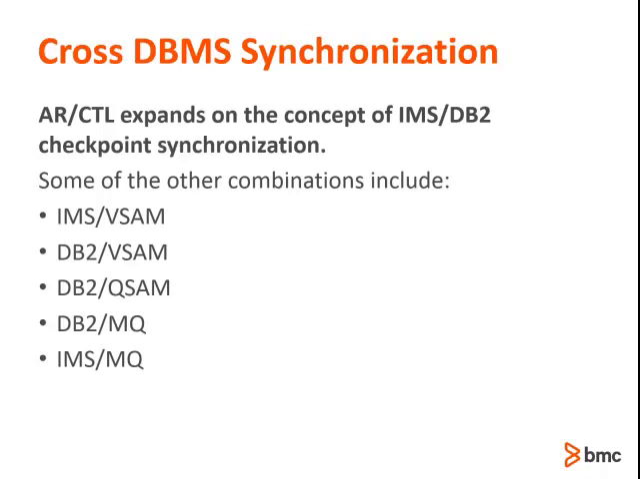When an IMS checkpoint or DB2 commit is encountered, ARC uses that as a trigger to initiate the ARC checkpoint processing. The ARC checkpoint processing would ensure that the QSAM data buffers were flushed to DASD and that all participating DBMSs would issue their own commit. Some of the more common combinations are listed on this slide.